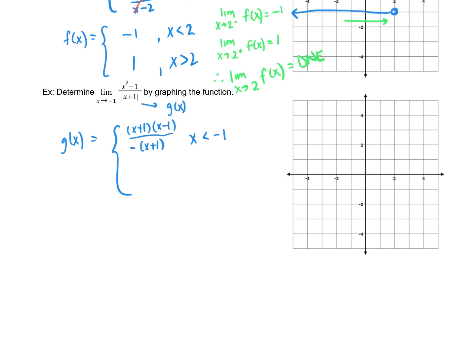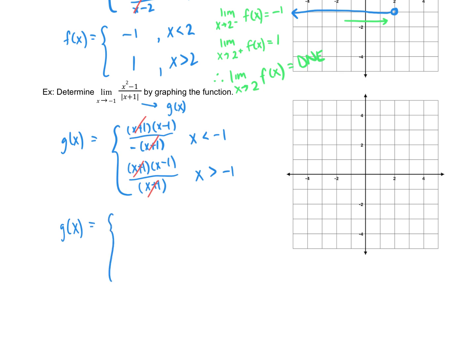Same thing for the interval when x is greater than -1. In my numerator, I will apply that difference of squares. But in the denominator, if x is greater than -1, x plus 1 will be positive already, so I can just drop those absolute value signs. And once again, things cancel out nicely. So here's what we're left with.